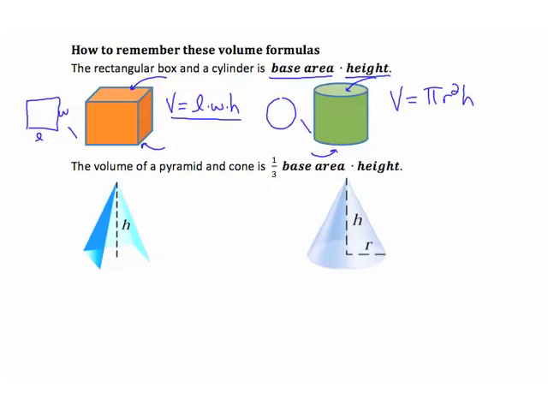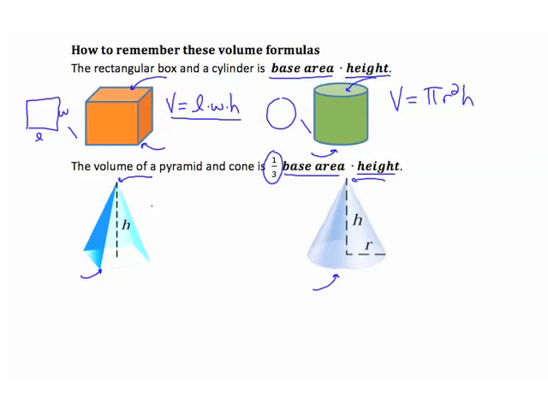Now if we're looking at the volume of a pyramid or a cone, it's very similar. We're still going to take base area times height. The only difference is we're going to multiply by 1/3. So if a figure starts out with a base but ends in a point, we're going to multiply it by 1/3. Same thing here. Notice we start out with a circle, but we're ending with a point, and so that indicates that we need to multiply this base area times height times 1/3.